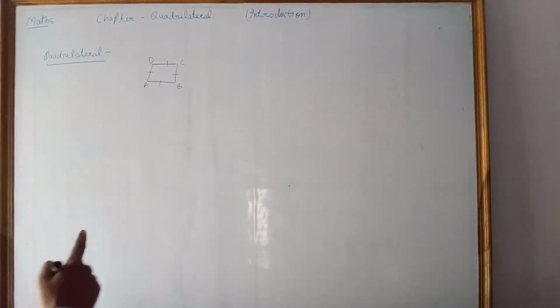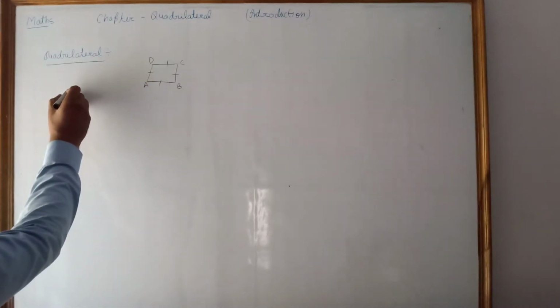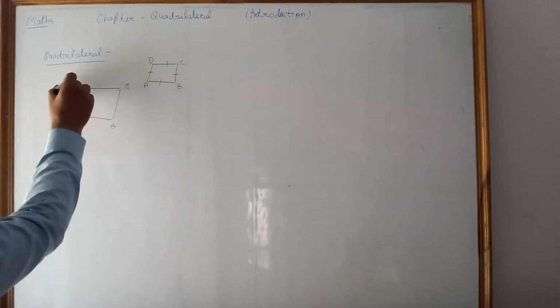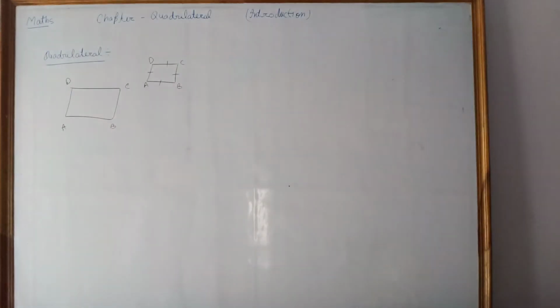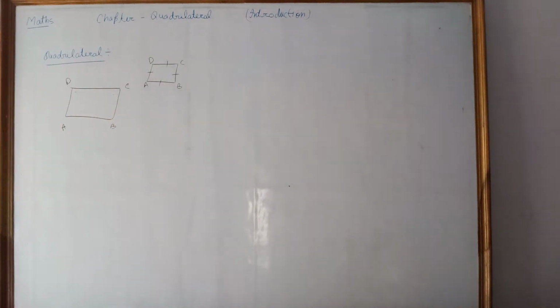Now, as I am saying, this has 4 sides, so it contains also 4 angles: angle A, angle B, angle C and angle D. You all know that the sum of the 4 angles of a quadrilateral is 360 degrees. You know very much, but can you prove this? The sum of 4 angles of a quadrilateral is 360 degrees.